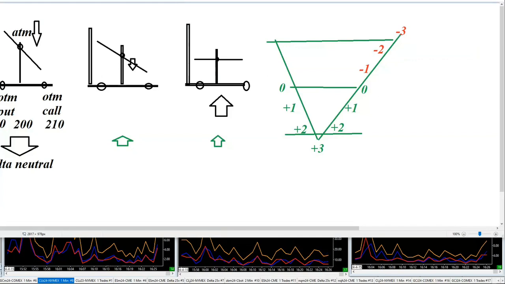But what happens if this happens? What happens if we see a situation whereby the price comes back down to here and it holds around this area, and then all of a sudden, instead of being at 0, what happens if the skew here is -3? How's your view changed?